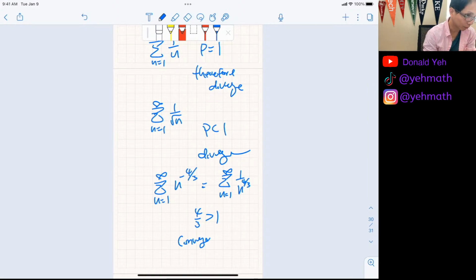Do we have to find where it converges to? No, you don't have to find where it converges, because the P-series test does not tell you that. The only ones that tell you where they converge are the geometric and telescoping series. The integral test gives you only a close estimate of the sum. So if P is greater than 1, it converges.